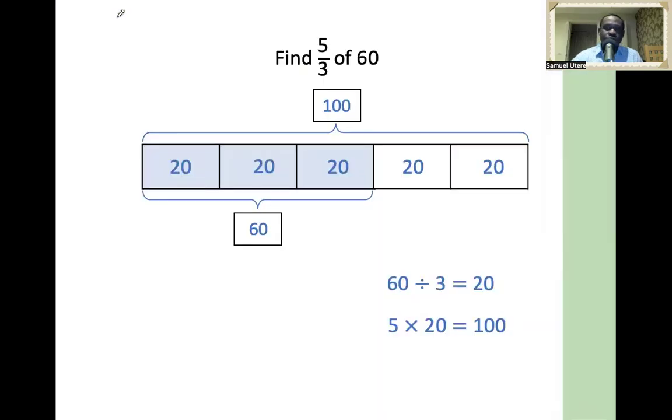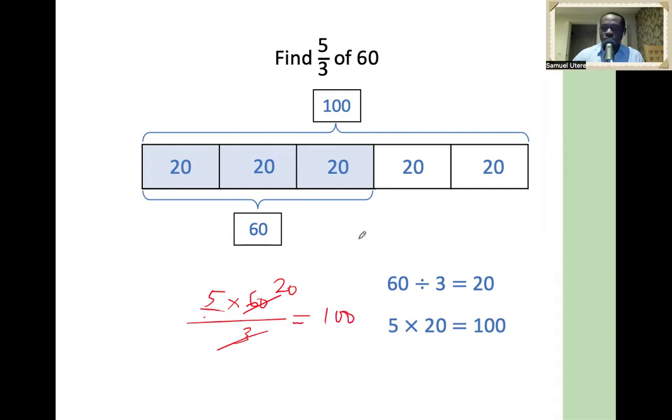Another way I want you to think about this to extend your learning is that, remember when we did fraction of amount, I told you something that you really need to pay attention to. It should be stuck in your mind. Remember, we divide by the denominator and we multiply by the numerator. So this is the same thing as saying 5 times 60 divided by 3. We know that 3 can divide 60 to give us 20, and 5 times 20 is 100.